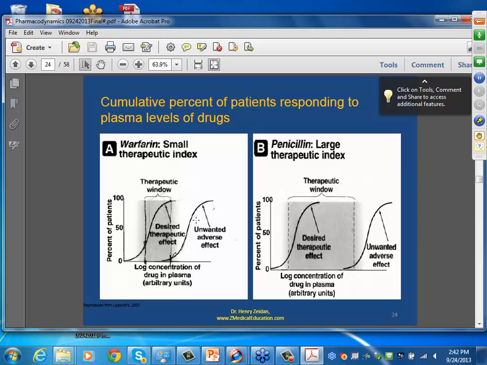When you look at cumulative percent of patients responding to plasma level, we're shifting to therapeutic index, and I mentioned that in the first lecture, so we can go over that very fast here. You're dealing with a narrow therapeutic index versus a broad therapeutic index. You're looking at the desired therapeutic effect region. Certain drugs have a narrow range. Those are the serious ones that you have to pay attention to. Warfarin, for instance. You have to be very specific. There is no playing around with the dose, because the safety zone is very narrow. But with others, like penicillin, you can work your way through.